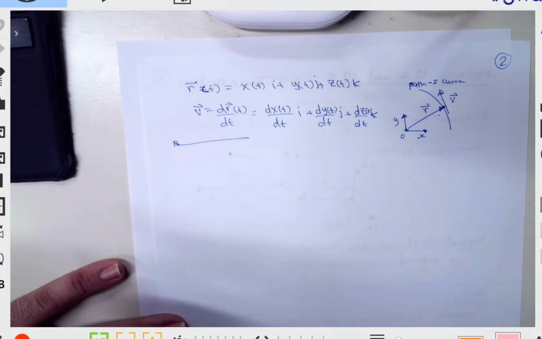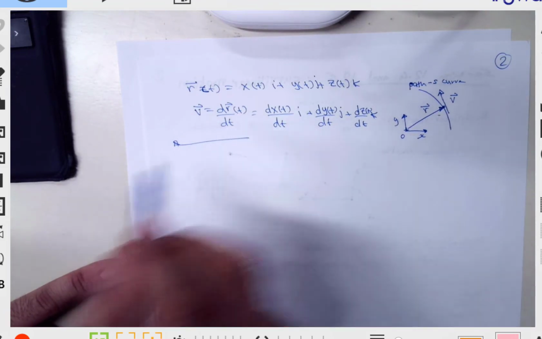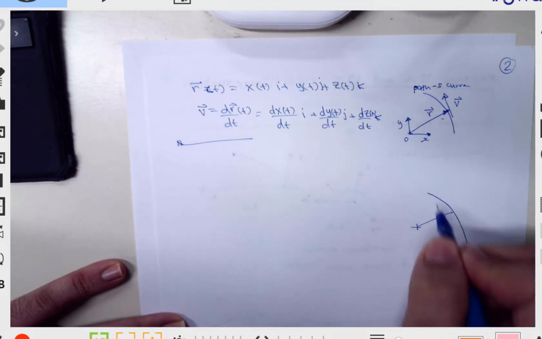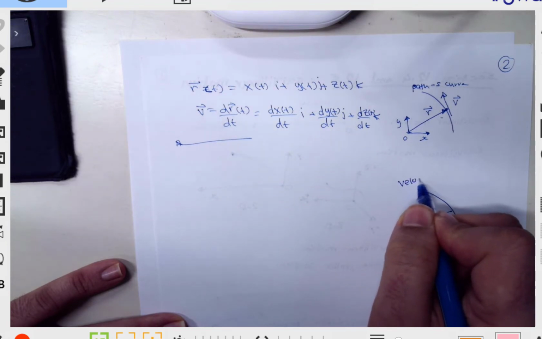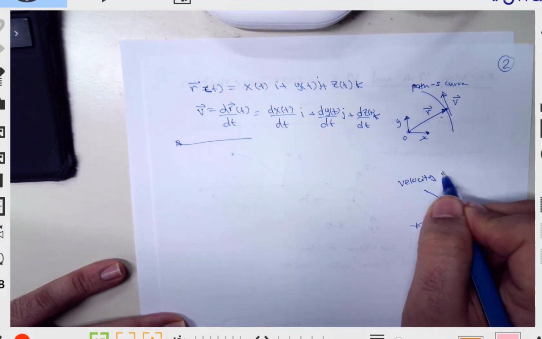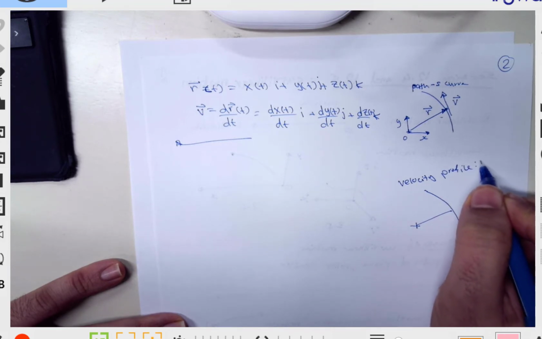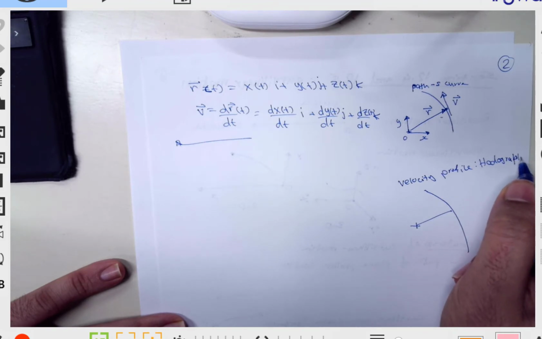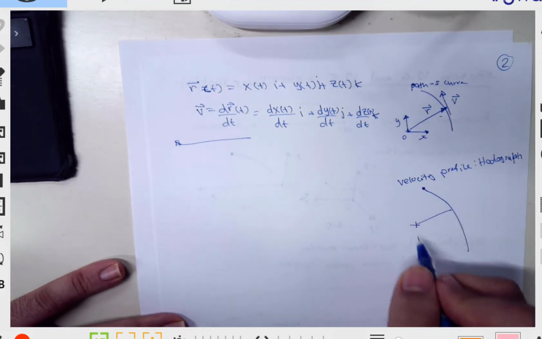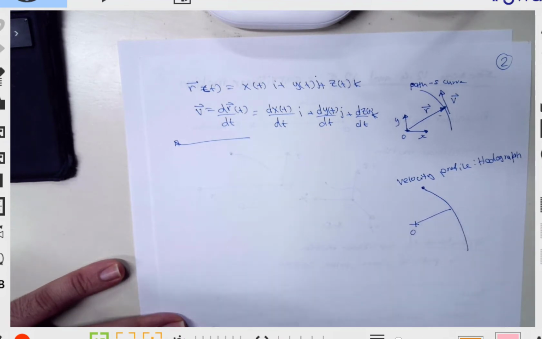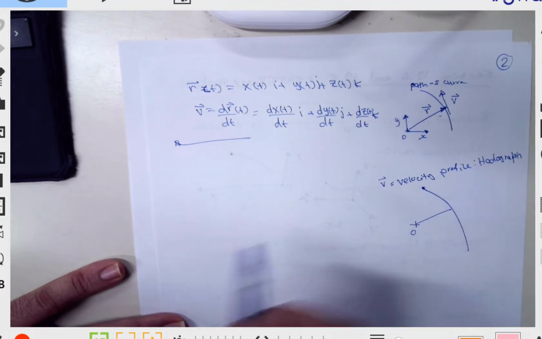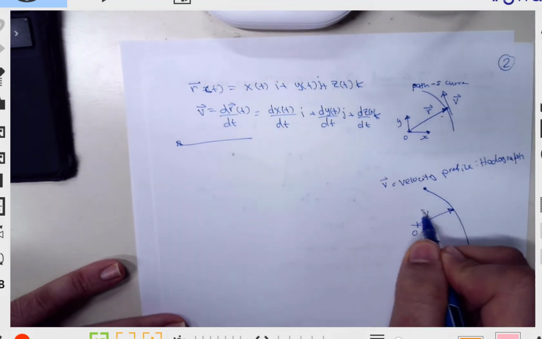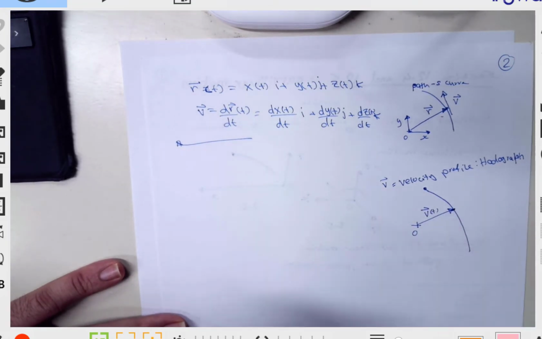Assume that we have obtained this function as a curve, and we're going to call this curve a hodograph. So this is the velocity, or the instantaneous velocity profile, and it's called hodograph, which is the velocity profile. This is the velocity profile, right? And then this becomes the velocity at this instant t.